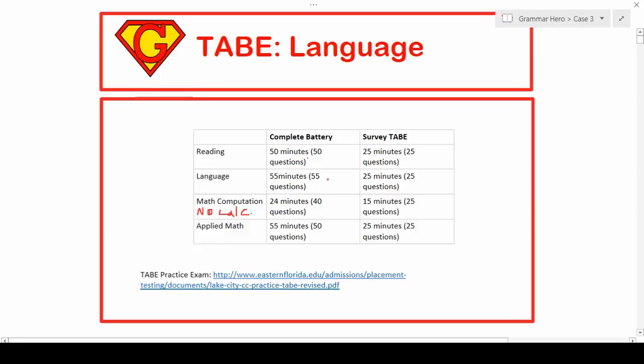Similarly, there are two different types of TABE exams you can take. You can take a full battery, and as you can see, the battery consists of more questions. But more often than not, you will be given the TABE survey, which is a much shorter exam. All told, I think this exam takes about 2 hours to complete, whereas this one can take almost 4 hours.